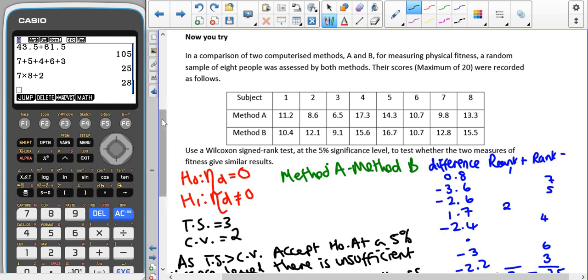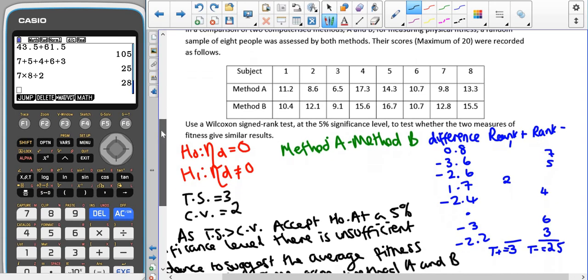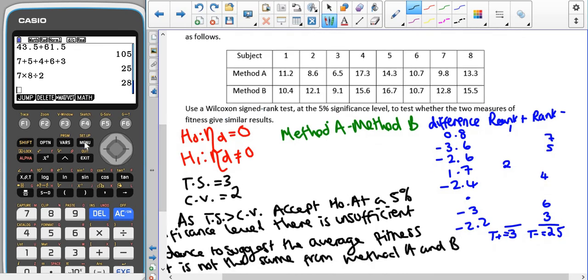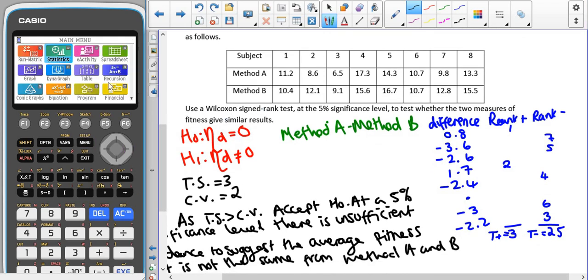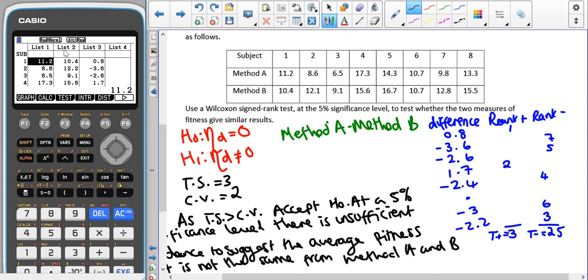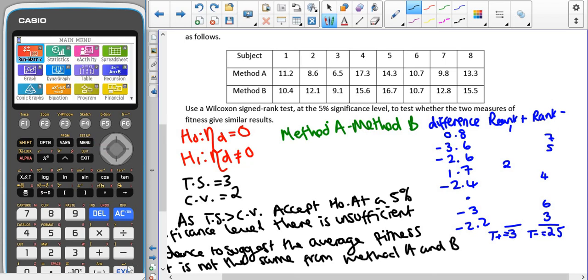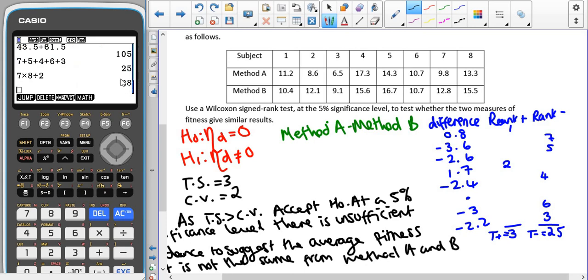So our H0 is that the median difference is 0, our H1 is that the median difference is not equal to 0, and I'm doing method A minus method B. You can see, if I go back to the stats part of my calculator, I've put method A in list 1, method B in list 2, found my differences in list 3, and I've written them down here. Then I've ranked them, splitting them between rank plus and rank minus, and totaled them at the bottom. And back in the normal part of my calculator, I double checked they added up to the correct value, which was 28, and they do.